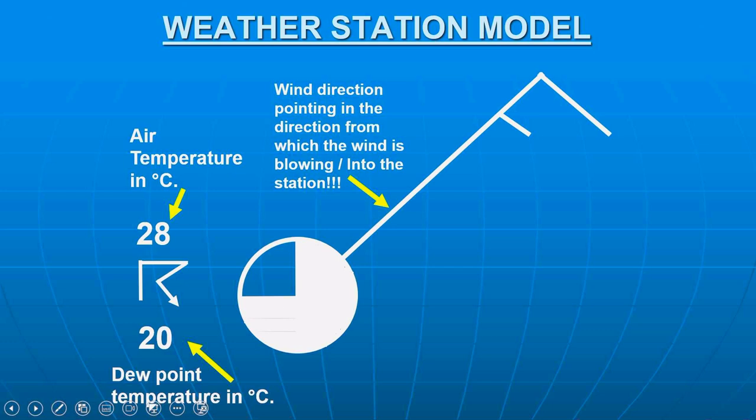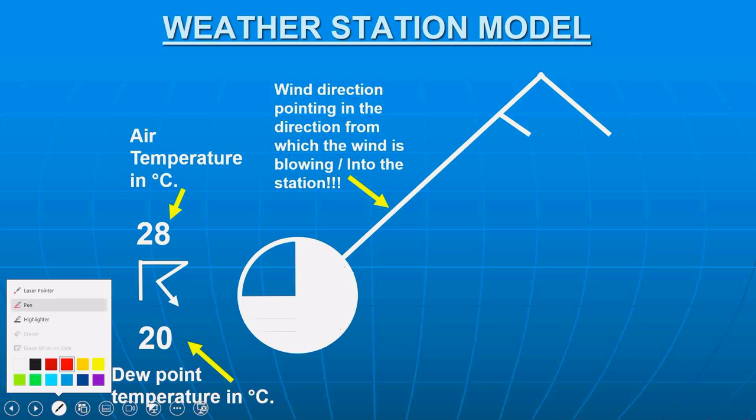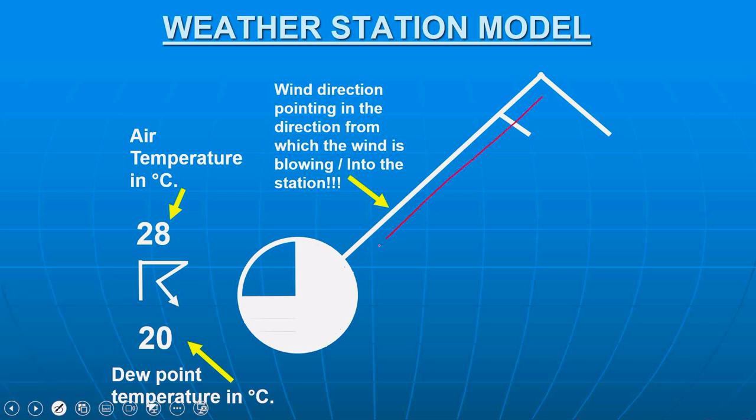Now here is the attention to detail that I want from you. It points in the direction from which the wind is blowing. In other words, it points into the weather station, okay? So this wind here, let me get my pen. This wind here blows into the weather station. So it comes from X, it is going towards Y, okay? Okay? It points in the direction from which the wind is blowing.